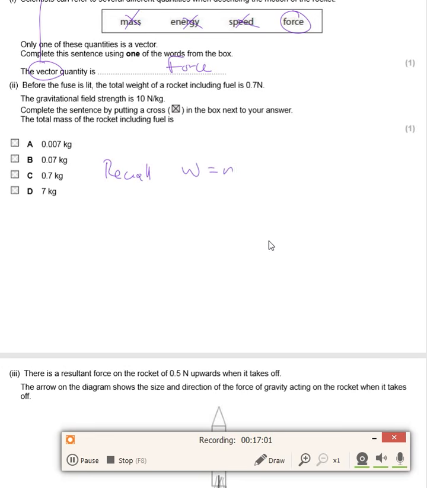Now this one we need to recall the equation. W is equal to mass times gravity. We're looking for the mass. Mass is weight divided by gravity, gravitational field. Now the weight is 0.7. This is 10, so that is going to be 0.5 kg. And this is the answer in this case. Again, if you got this wrong, here's the full working out.